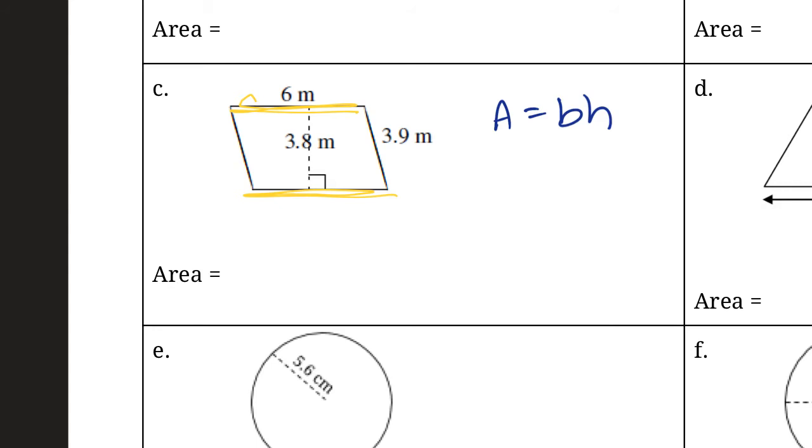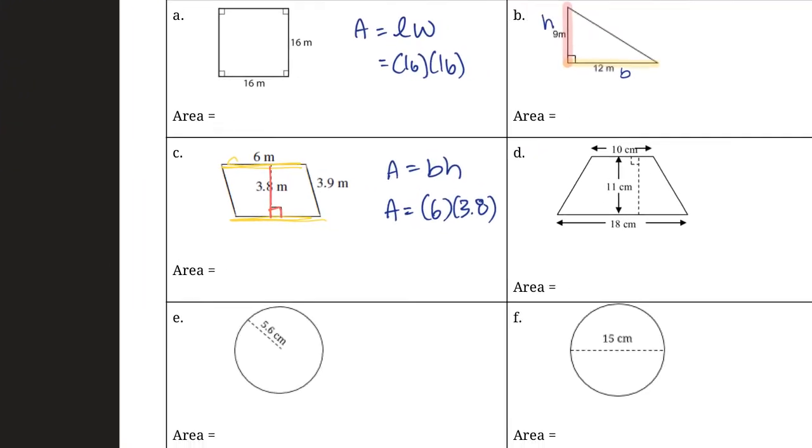Well, if you look carefully at that diagram on your formula sheet, you notice the height is the one that comes directly out of the base, 90 degrees out of the base. And it's not the same as this side here, that's 3.9. So the correct height is actually 3.8 in this question. So the answer should be A equals 6 times 3.8, whatever that is. That's the correct answer, okay?